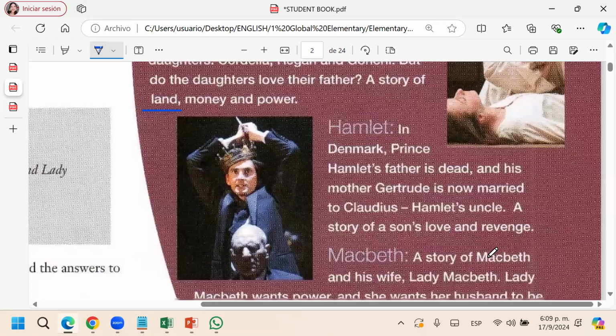Let's see this. Hamlet. Who wants to read Hamlet? Catherine. Hamlet in Denmark, Prince. Hamlet's father is dead, and his mother, Gertrude, is now married to Claudius, Hamlet's uncle. A story of a son's love and revenge.